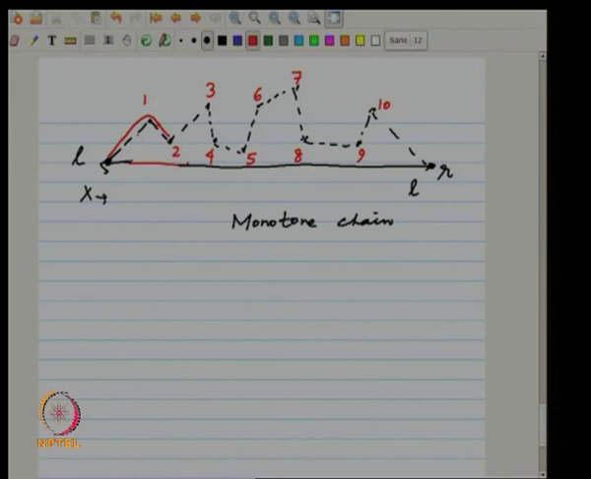So, when I come to point 1, I make a right turn, which is unacceptable, because by definition convex chains should be right turning. But the moment I reach point 2 and I try to go to 3, I have a left turn between the points 1, 2 and 3. So, I have made a left turn here, which means that this point should not be on the convex hull.